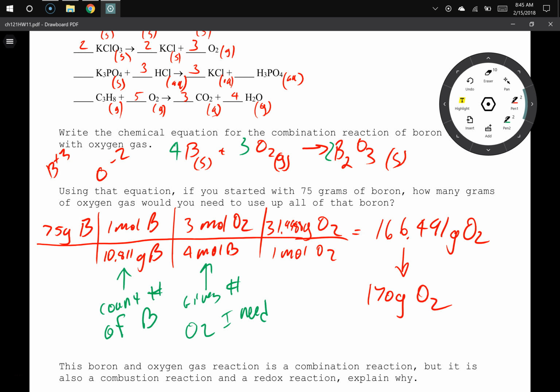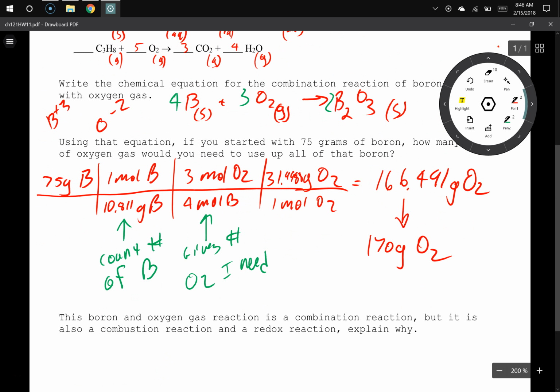So when you're writing chemical equations out, and maybe say write an equation for boron and oxygen, just look at the charges first and then go from there. Yep, that's it. Okay. Nothing else to it.